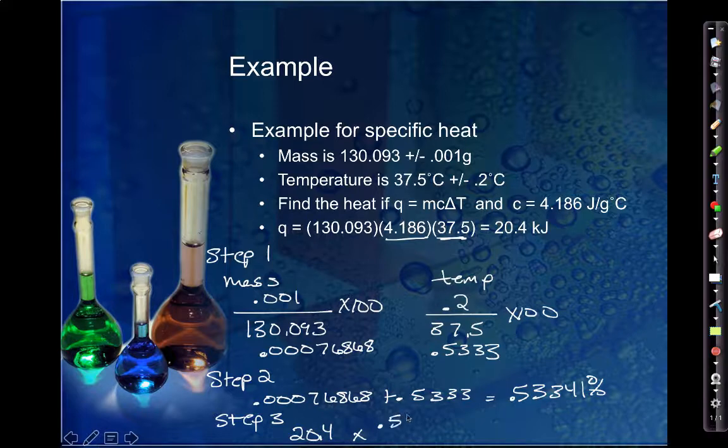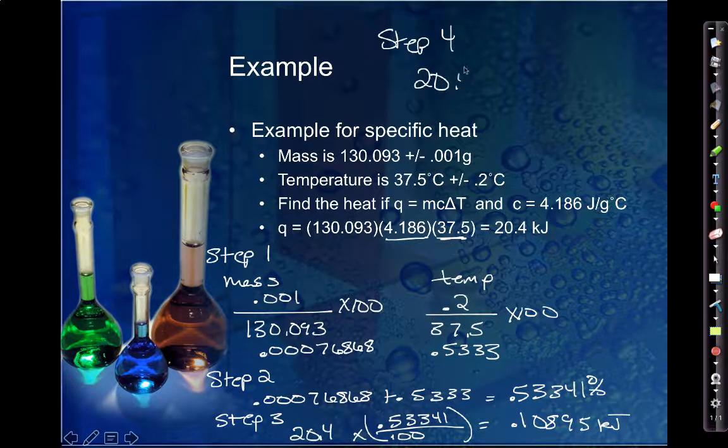So 0.53341 divided by 100 times that will give me 0.10895 kilojoules. All right, so last step, just make sure it looks appropriate in rounding. So it's going to be 20.4 kilojoules plus or minus, and well, the first decimal place here is 0.1, and that won't get rounded up because it's got a 0 behind it, so it's 0.1.